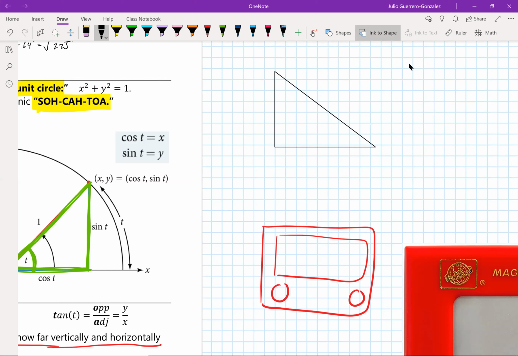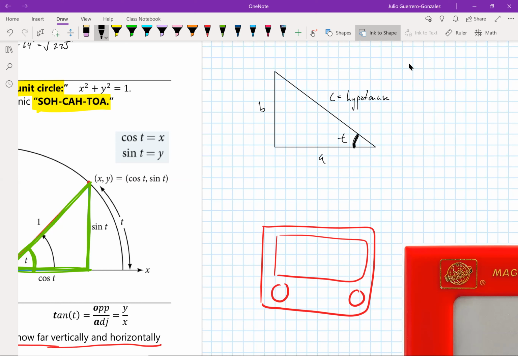So if we have an angle T here, right? And let's say we have an A, a B, and a C, right? So this side, the longest side, is always called our hypotenuse. Okay, and depending where the T is, depending where our angle is, that's what determines our opposite and adjacent.